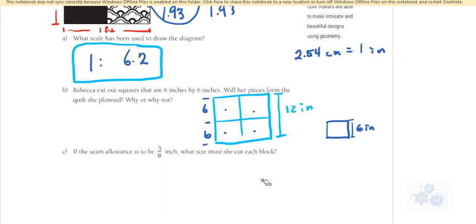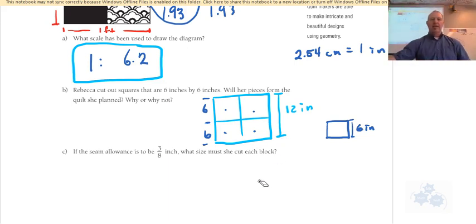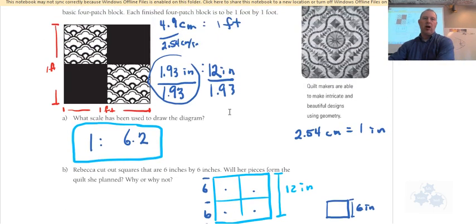All right, so let's finish up. Number 6 here. If we're talking about sewing or making quilts, there's a seam allowance, which means you have to add a little extra so that you can overlap and sew that up. So if the seam allowance is to be 3/8 of an inch, what size must she cut each block? So think about these little squares. I think we're talking about these big blocks. So she says block here, and she's talking about squares that make up the block, right?